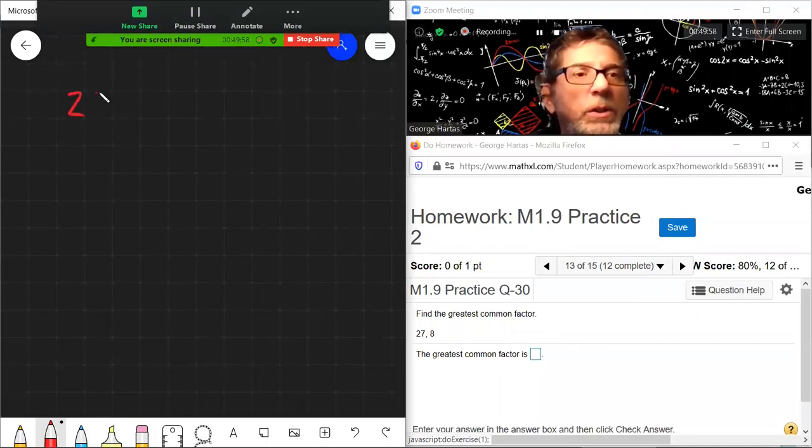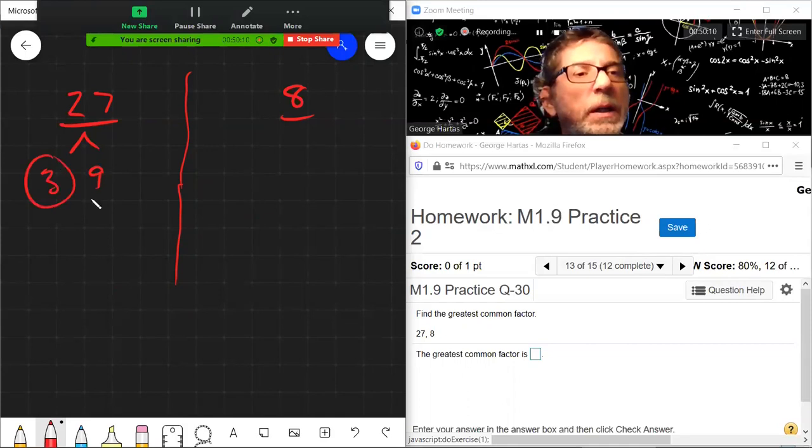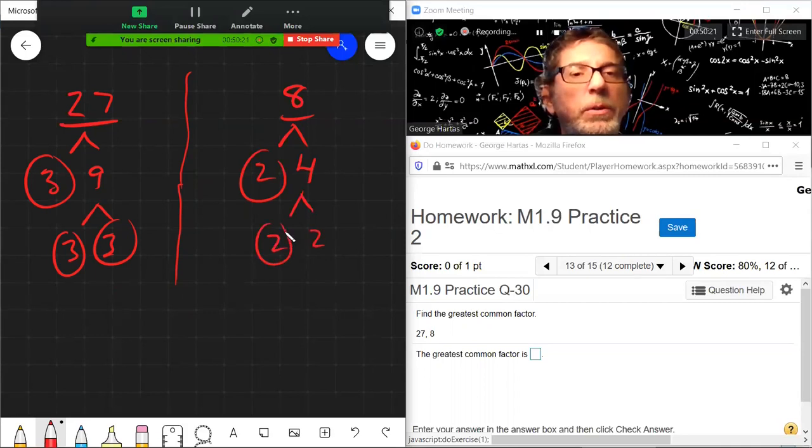So 27, 8, 2 different trees, right? So let's put a little barrier there. 3 times 9, 3 times 3, 2 times 4, 2 times 2. Here we have 3 to the 3rd power. Here we have 2 to the 3rd power.